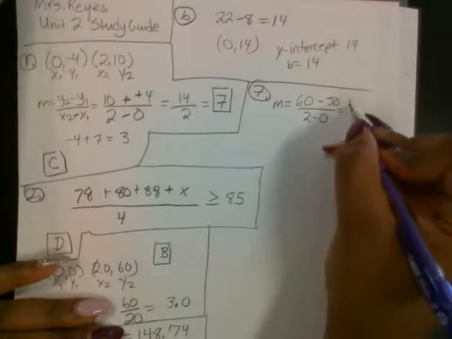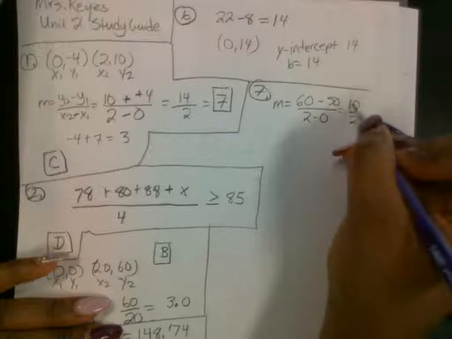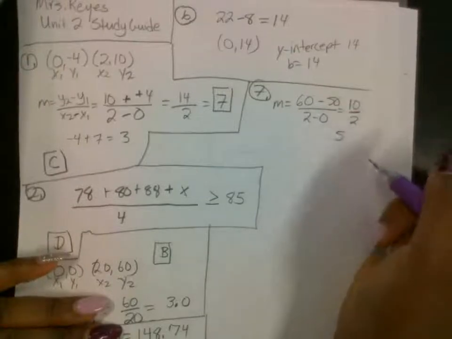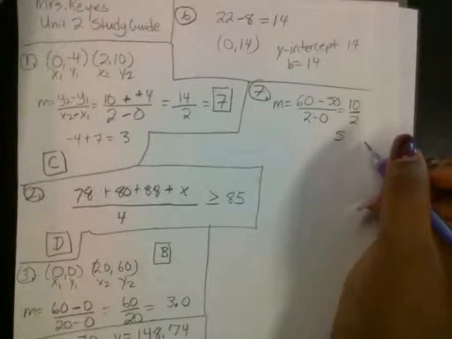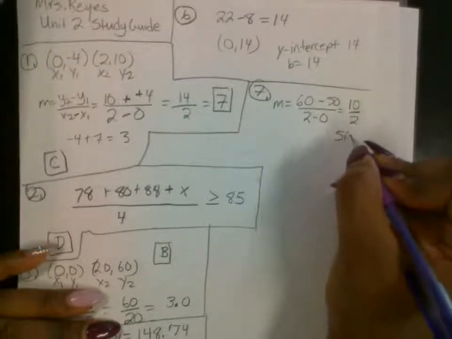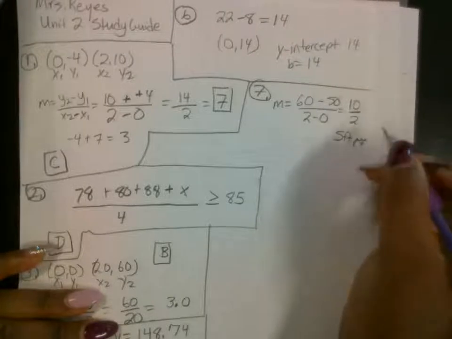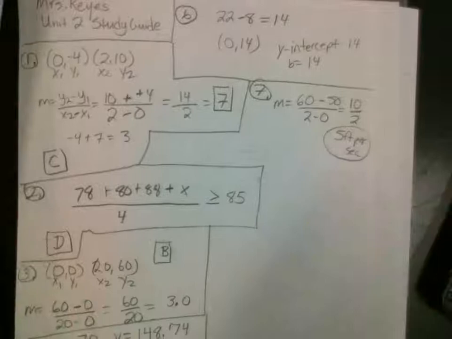So on the top, this is 10. And on the bottom, this is 2. So 10 divided by 2 is going to give you 5. Remember, your y is on the top. That's the length of the string. So that's 5 feet per, and your x is seconds. Okay, so 5 feet per second.